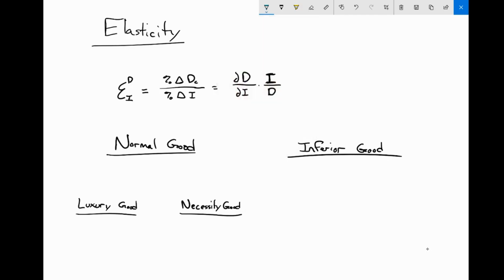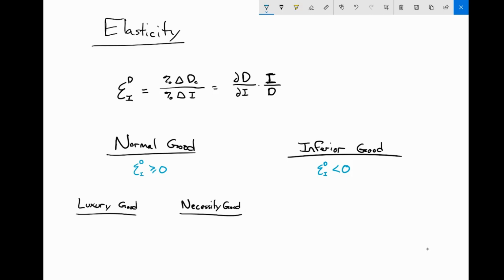So a normal good is a good that behaves normally. It's kind of what we would expect. A normal good is a good where the income elasticity of demand is greater than or equal to 0, which means it's positive. That means that as income goes up, demand for the good goes up. If I have more money, I will demand more of that good. That is in contrast to an inferior good, where the income elasticity of demand is negative. That would be where, as my income goes up, I actually demand less of the good. So we call that an inferior good.